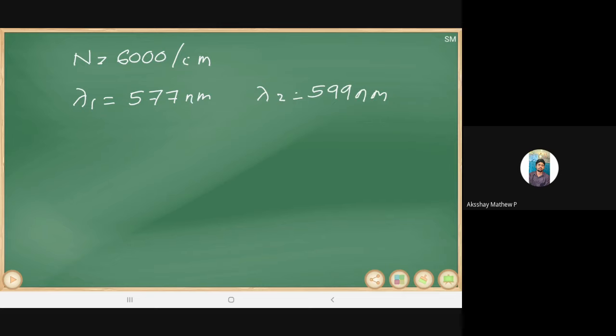A grating has 6,000 lines per centimeter. Find the angular separation of the two yellow lines of mercury of wavelengths 577 nanometer and 579 nanometer in the second order. How to find theta 2 minus theta 1? Theta 1 corresponds to lambda 1 and theta 2 corresponds to lambda 2.